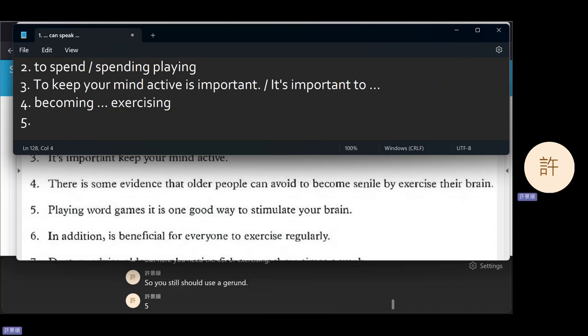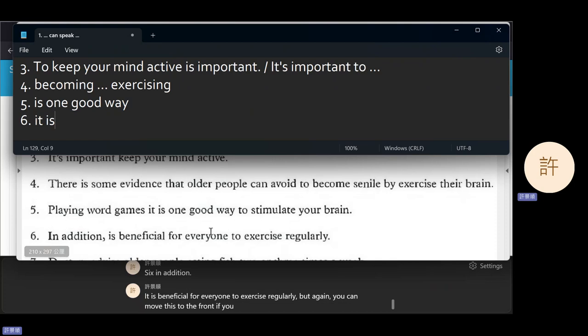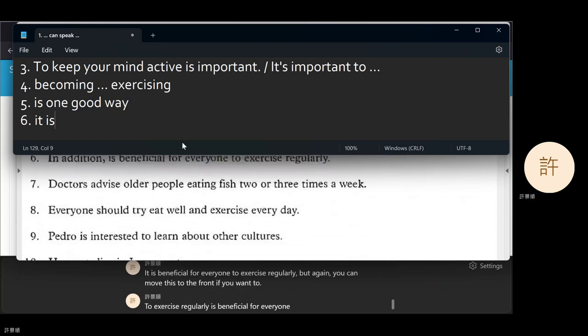Five, playing word games is one way, one good way to stimulate your brain. Right, the subject, playing word games. So you don't need it, you already have a subject. Six, in addition, it is beneficial for everyone to exercise regularly. Right, again, you can move this to the front if you want to. To exercise regularly is beneficial for everyone.